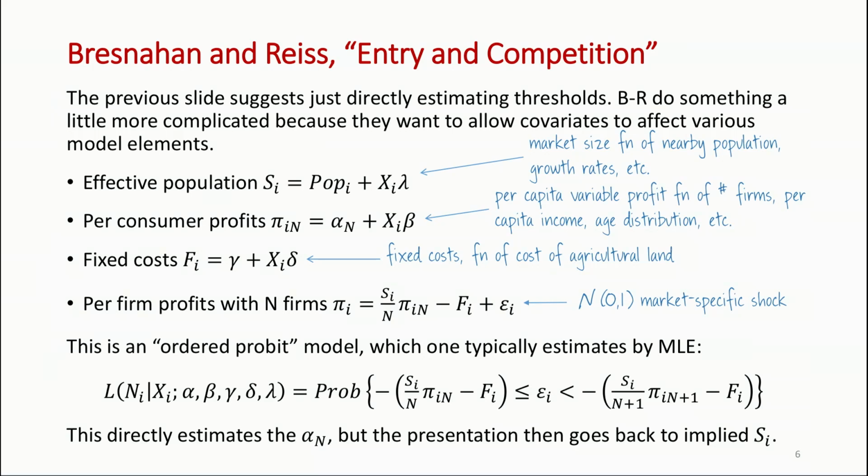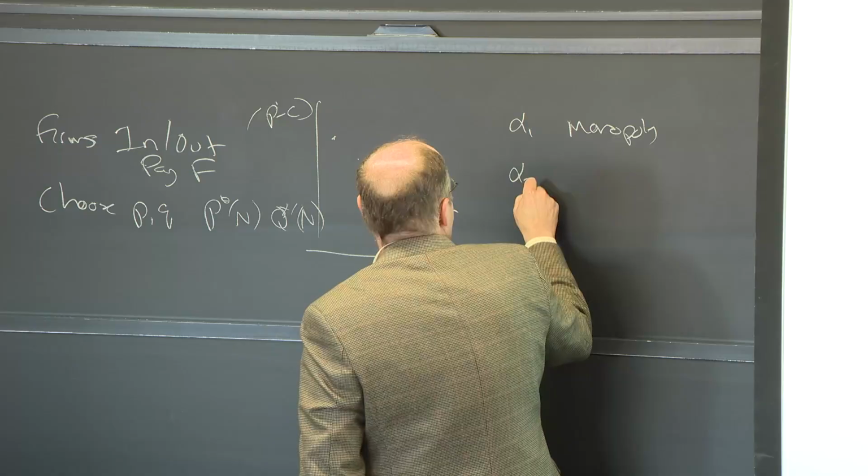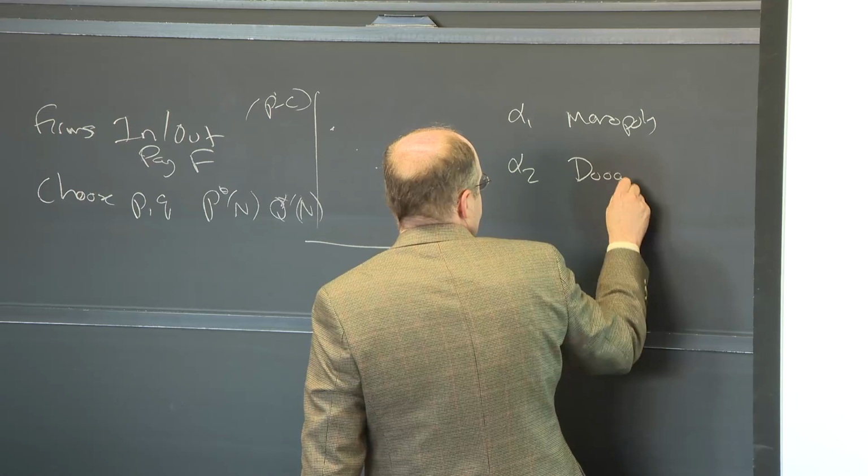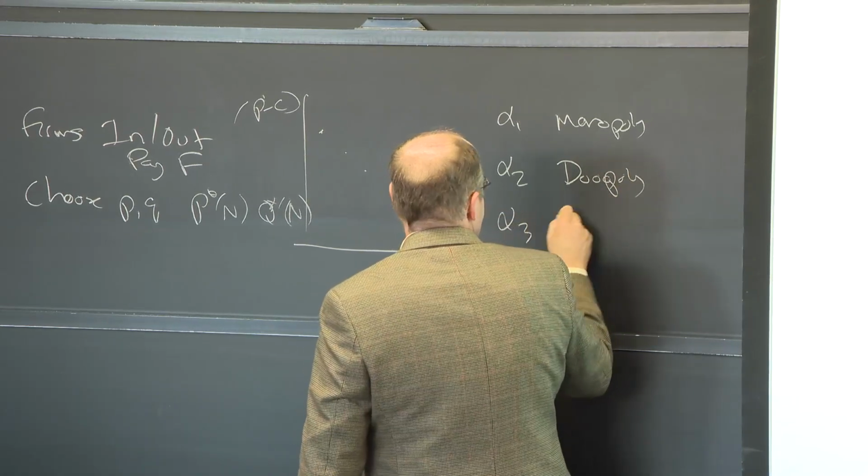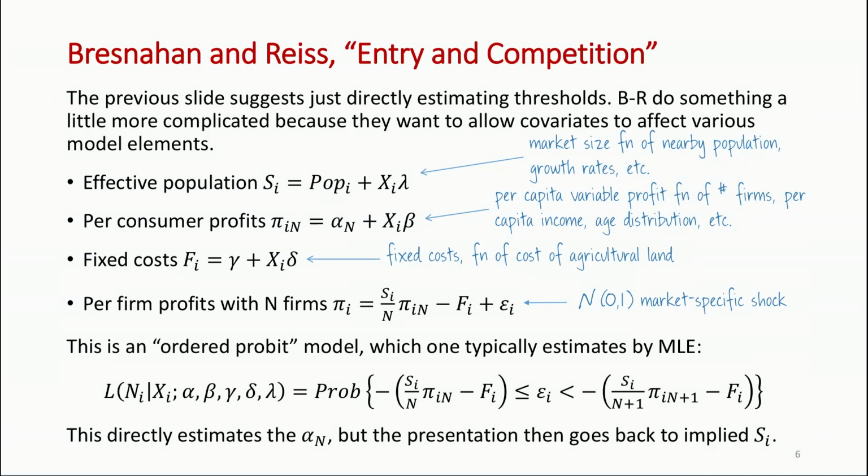Per consumer profits, again, the idea is that you would have per consumer profits alpha 1 under a monopoly, alpha 2 would be duopoly profits, alpha 3 would be three firms, but then you're going to have other variables that affect the profitability of a market. Those variables can include the per capita income in the city, the age distribution, maybe higher income cities you earn more profits per customer, things like that.